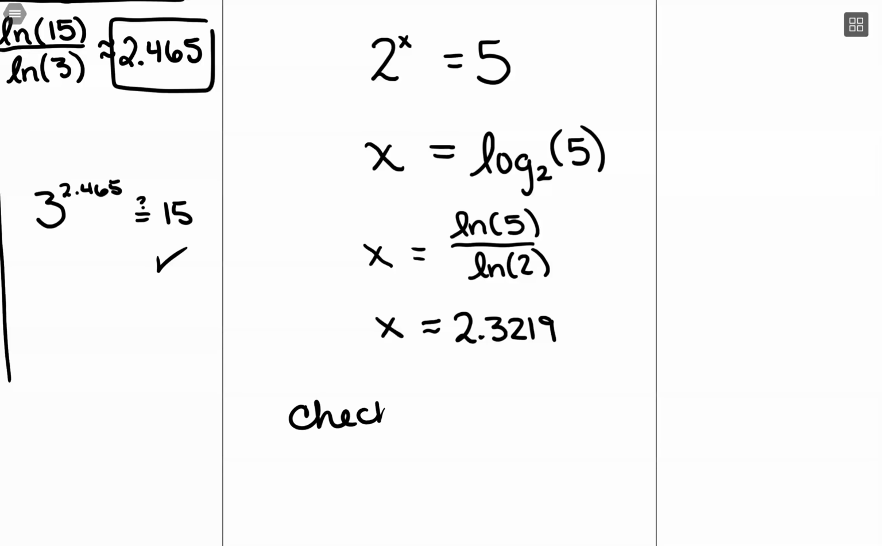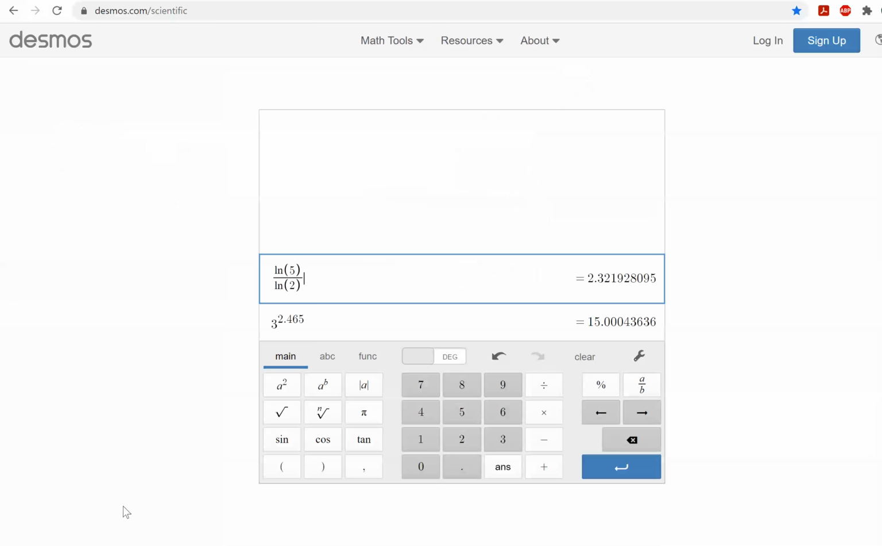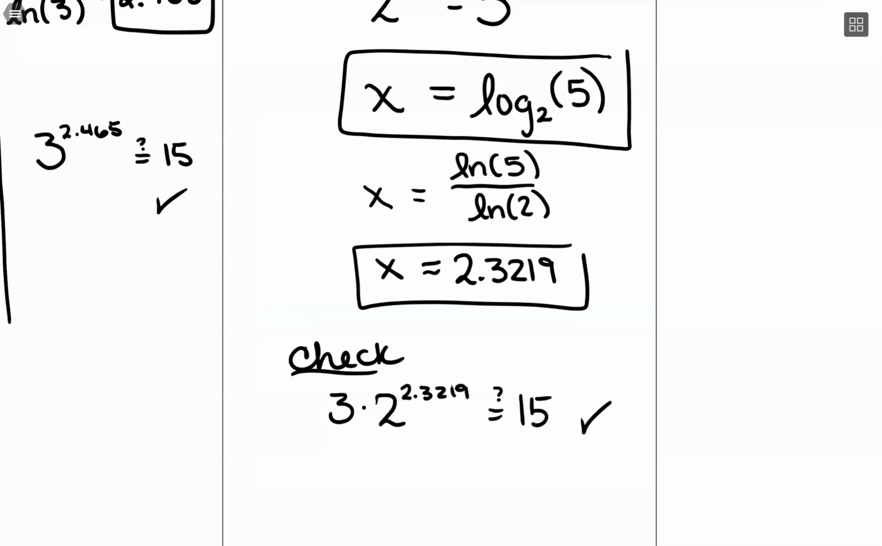And then we want to check our answer. So we're looking at 3 times 2 to the 2.3219, and we want to see if that equals 15. So going to check our calculator. Let's see, exponent of 2.3219. And again, it's a little off because of the rounding, but if we rounded that to a whole number, it would be 15. So we're all good there. So with that, we have our estimated solution and exact solution.